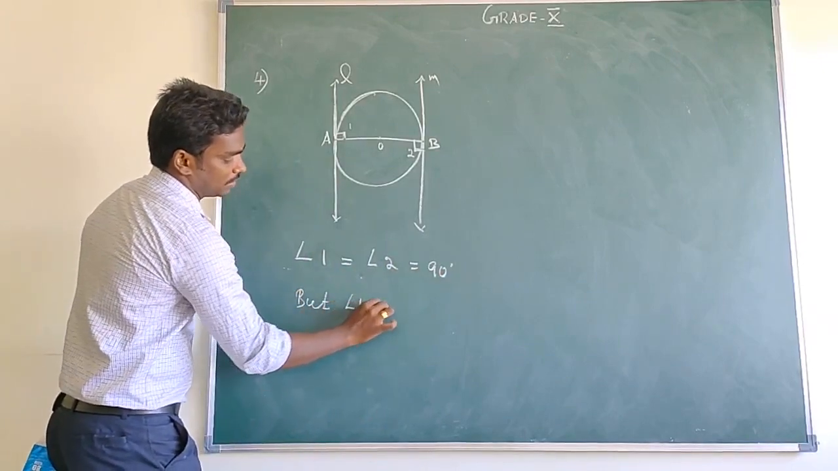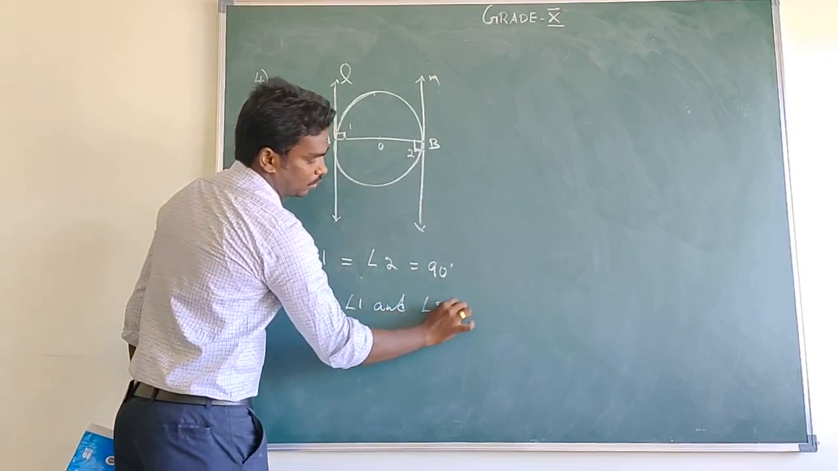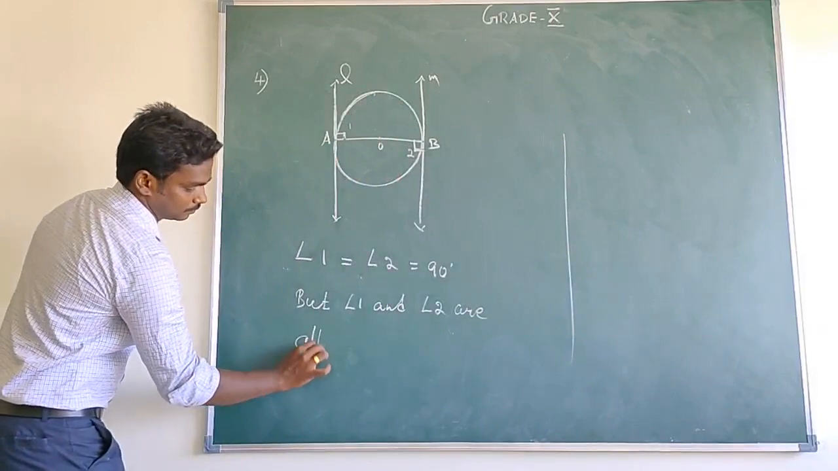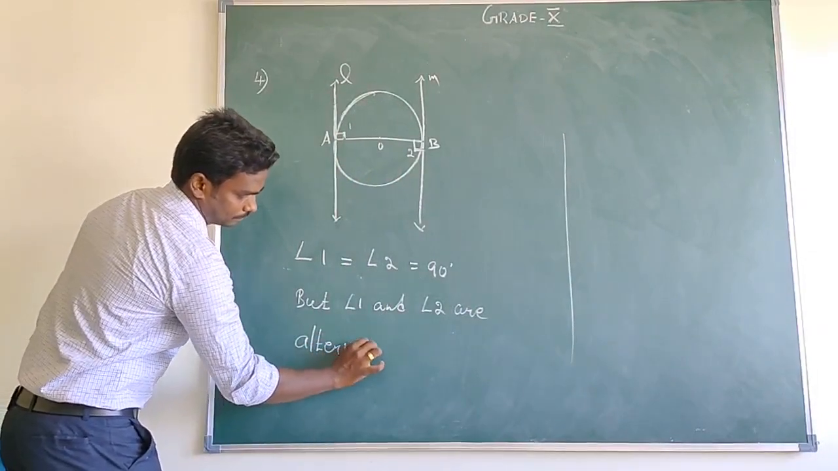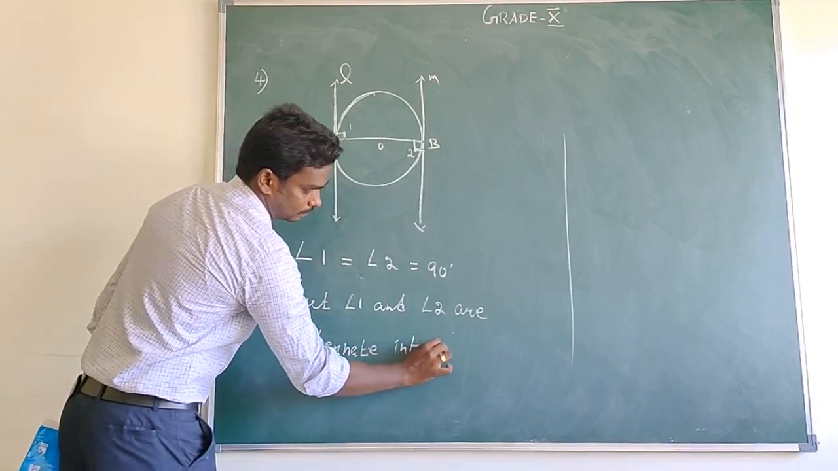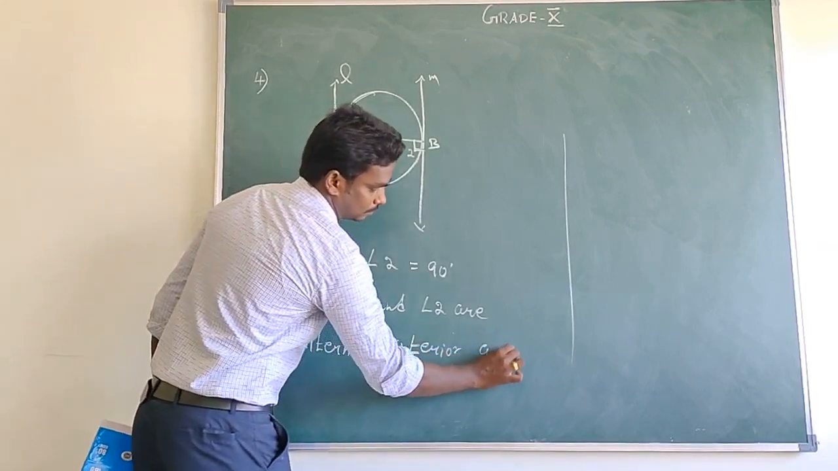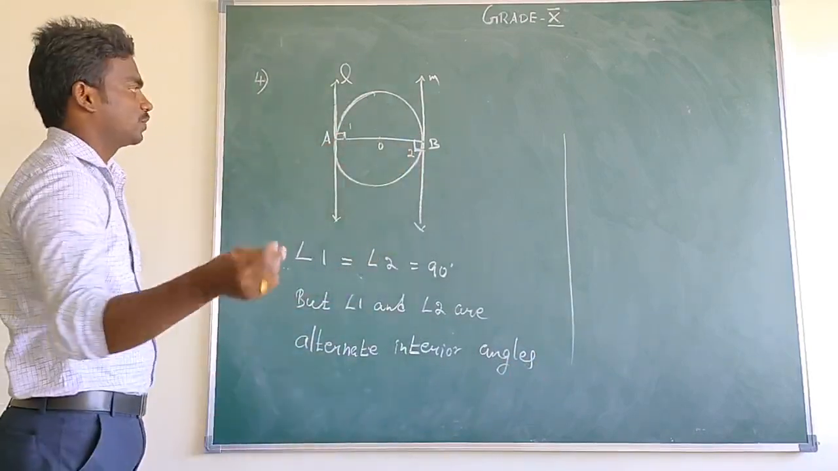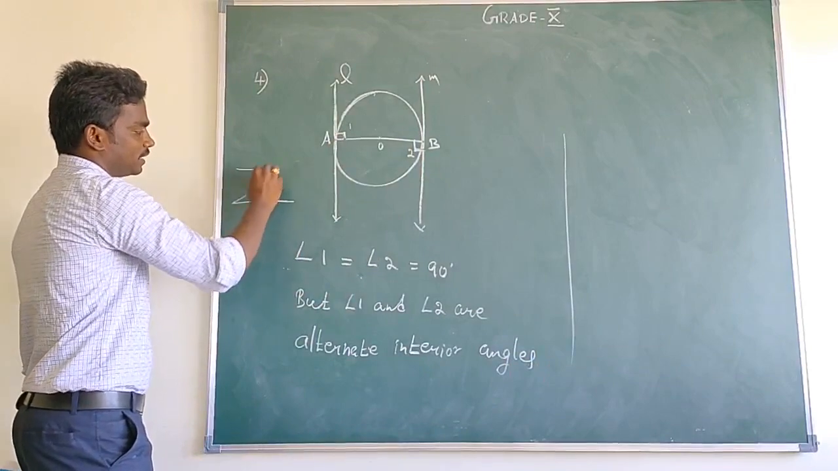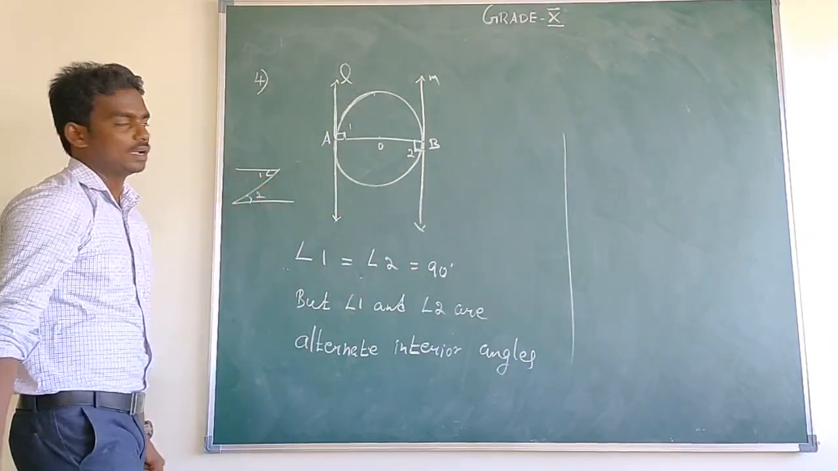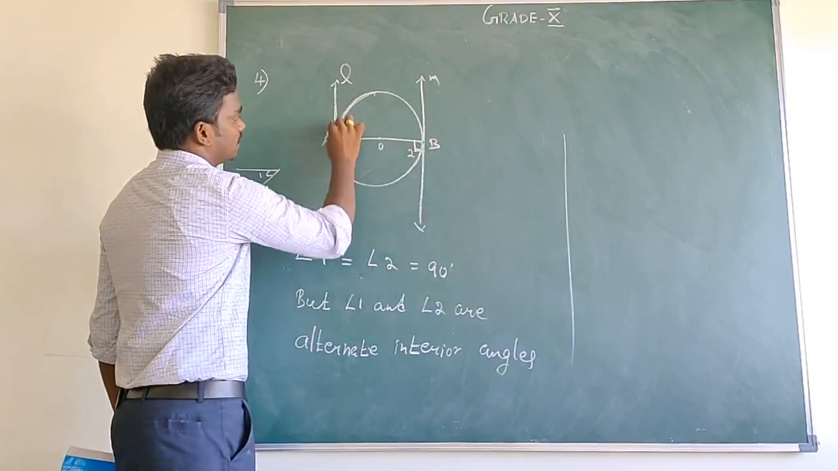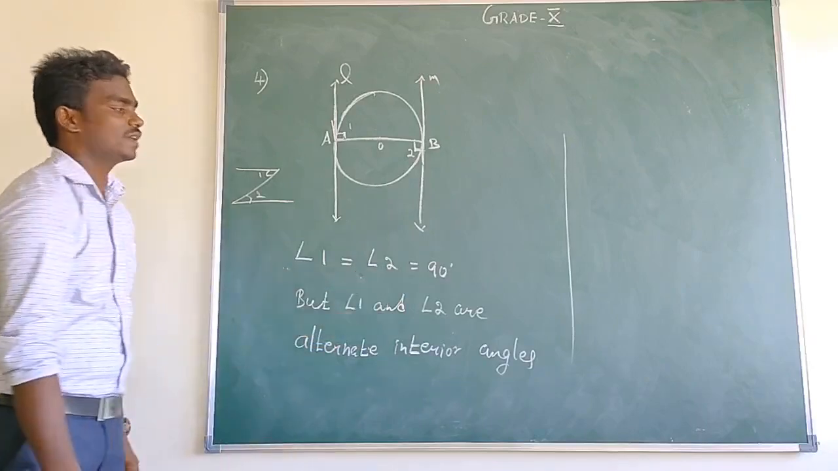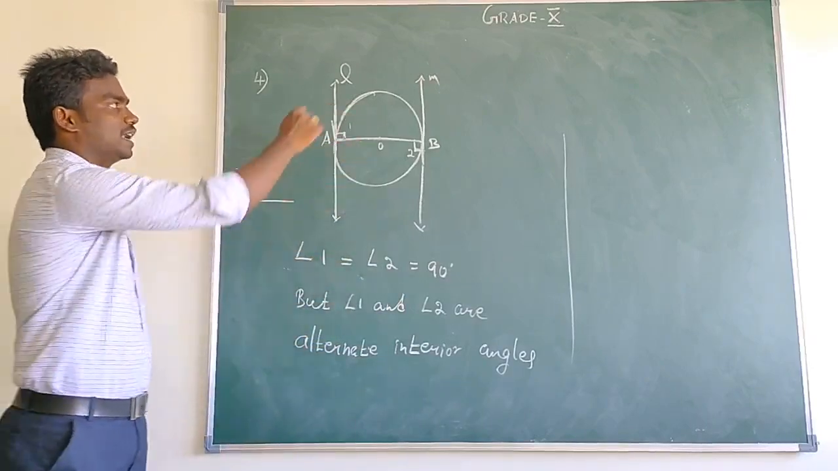But angle 1 and angle 2 are what? Alternate interior angles. So here angle 1 and angle 2 are alternate interior angles. What are alternate interior angles? Angles like this, angle 1 and 2, are alternate interior angles. So this is same like this angle A and angle B. That means angle 1 and angle 2 are alternate interior angles and these two angles' value is 90 degree. We want to prove this line L and M are parallel lines.